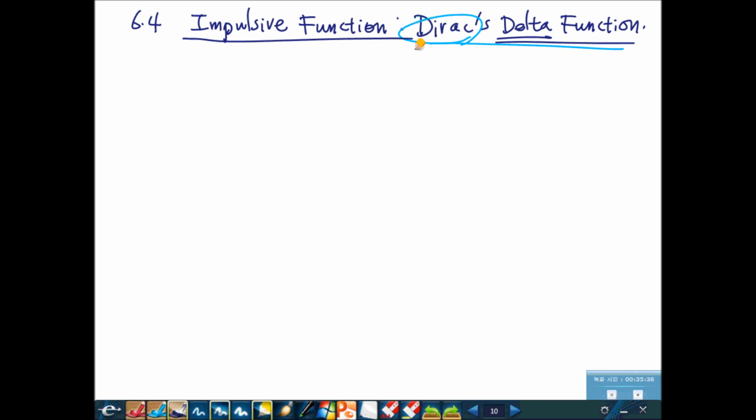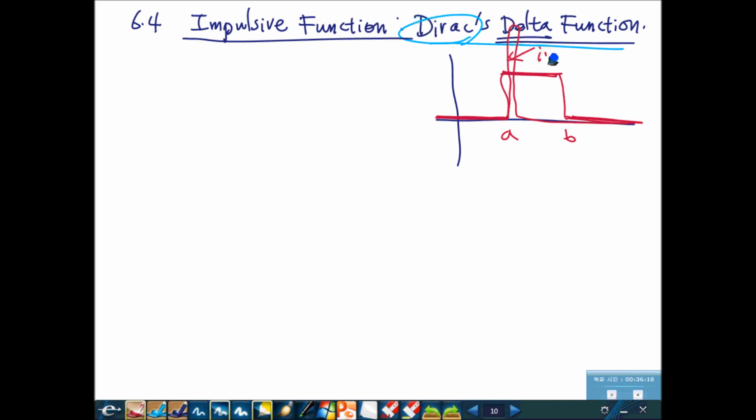Okay, so I'm going to explain the impulsive function, and that's Dirac's delta function, all right? So the beginning is this. You remember? What is it? The square function, right? It's 0 everywhere except from a to b. That's the square function, right? What if we make it very short duration? It's like an impact, right? Okay? That's the idea. So we are building a square function.